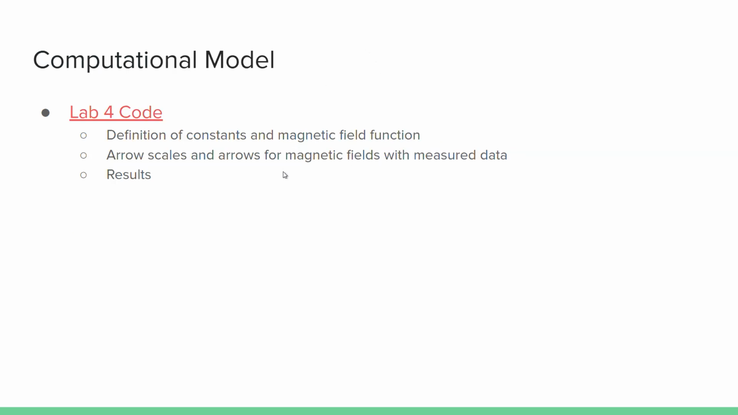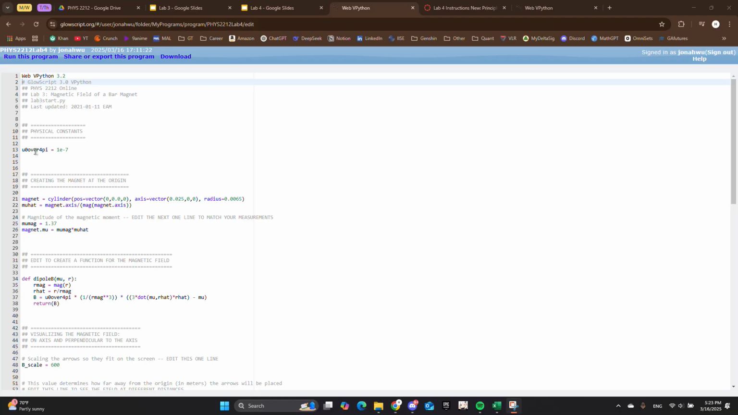For our computational model, this is our code. Pay attention to the definition of constants and the magnetic field function, as well as the arrow scales and arrows for the magnetic field with the measured data. Here we define the constants mu 0 over pi, as well as other various constants, such as the magnitude of the magnetic moment of the magnet.